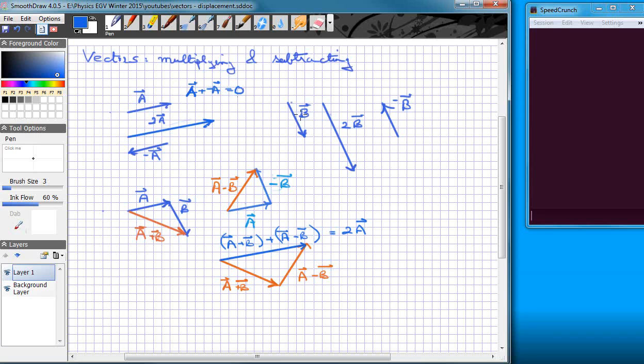You can do the same thing with a vector B. Here's a vector B, here's 2 times B, and here's minus B. Okay, so with that in mind, let's now look at A plus B and A minus B.